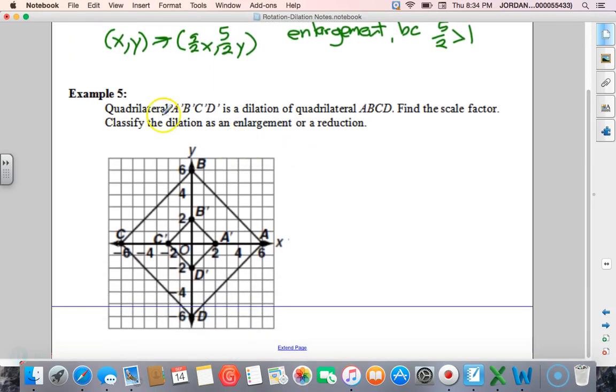So we have quadrilateral A prime B prime C prime D prime, a dilation of quadrilateral ABCD. Find the scale factor and classify the dilation as an enlargement or a reduction. We can see easily that if our pre-image is ABCD and this is our image, then this is a reduction. It got smaller. Now we have to find the scale factor. Remember, scale factor is the length of the new shape divided by the length of the old shape.